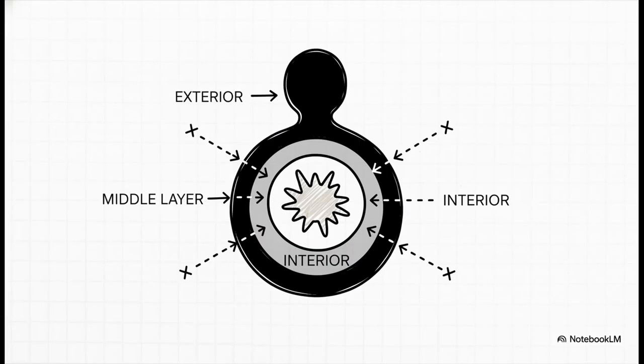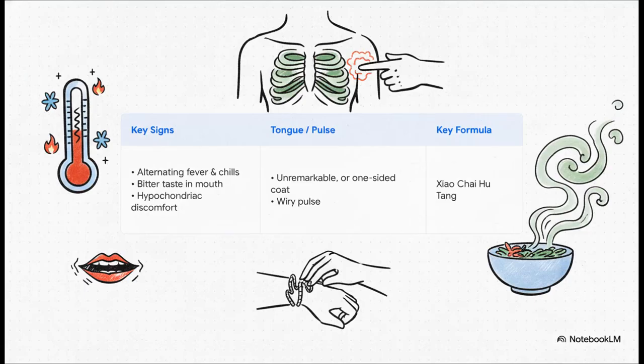Next up, the classic Xiaoyang syndrome. Now with this one, the pathogen is trapped. It's not on the surface anymore, but it hasn't gone deep inside either. It's stuck in this weird half-interior, half-exterior level, which, as you can imagine, creates a very unique set of symptoms. And this is a perfect example of a classic board question. The absolute giveaway for Xiaoyang is alternating fever and chills. You pair that with a bitter taste in the mouth and that hallmark wiry pulse, and you are looking straight at a diagnosis that points directly to one formula: Xiao Chai Hu Tang.